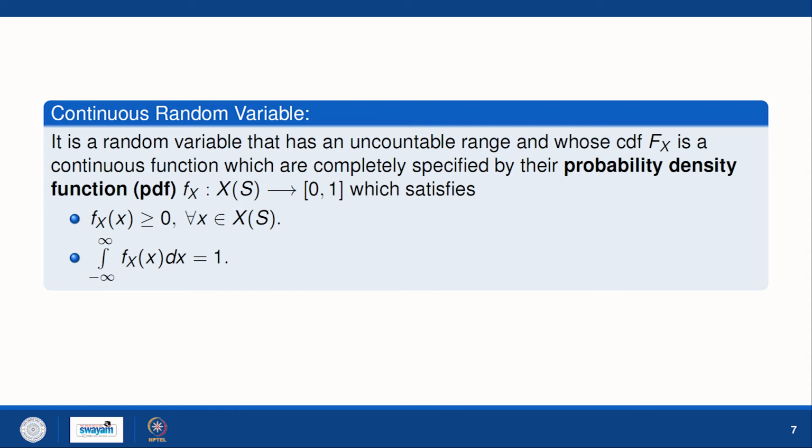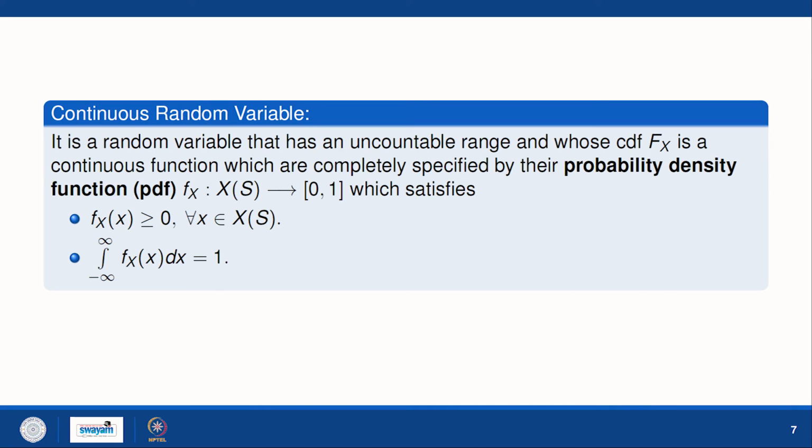For the discrete case it is the probability mass function, for the continuous case it is the probability density function, and which again satisfies two properties. The two properties are, number one, it must be non-negative for every x, and number two, because it is continuous, here the integration comes in. So the integral from minus infinity to plus infinity should be 1. So in other words, we can say this as area. If you draw the probability density function, the entire area under the curve must be 1.